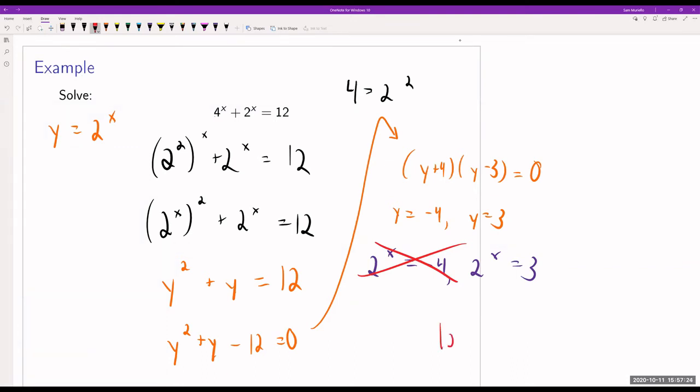The answer will be log base 2 of 3 is equal to x, which we obtain by doing a log base 2 on both sides. Thus, x is equal to log base 2 of 3, which we can real quick punch into our calculator. Log base 2 of 3 is 1.585.